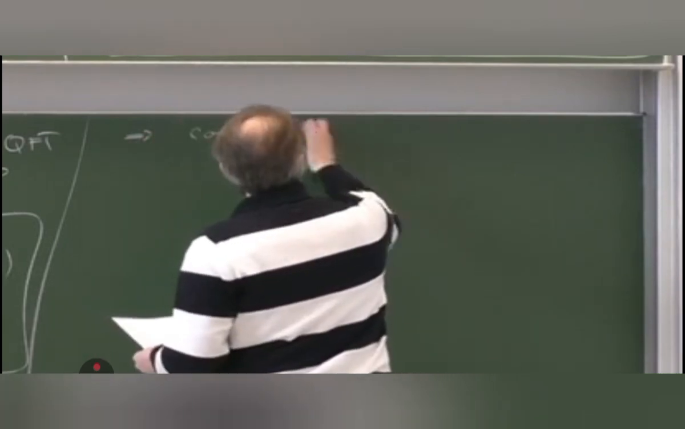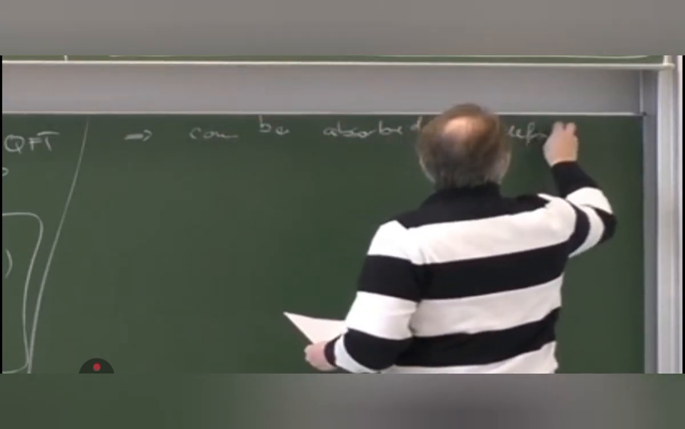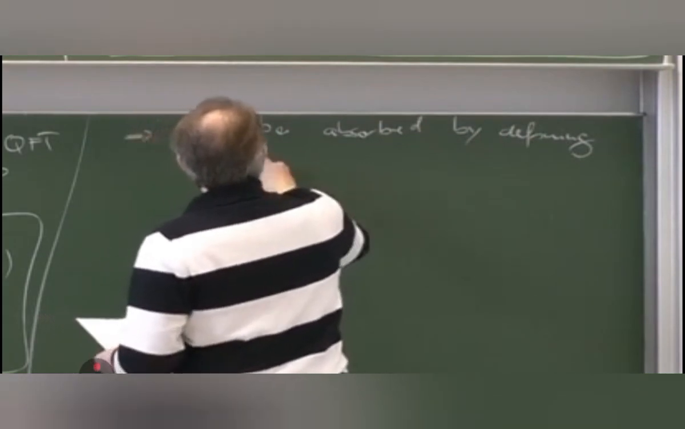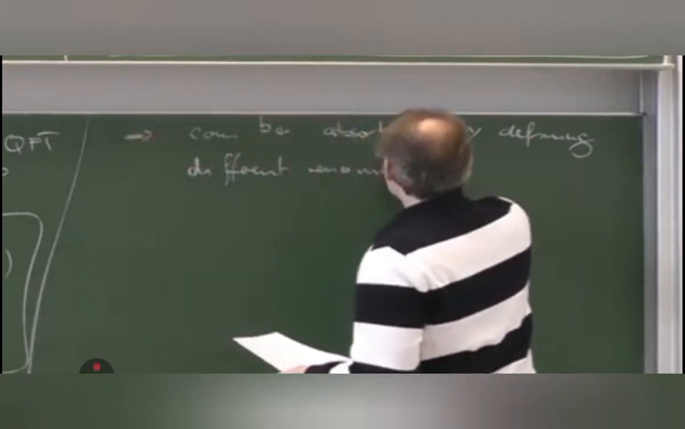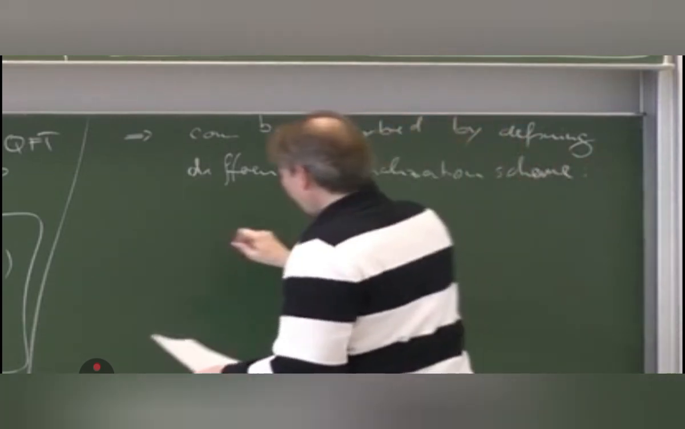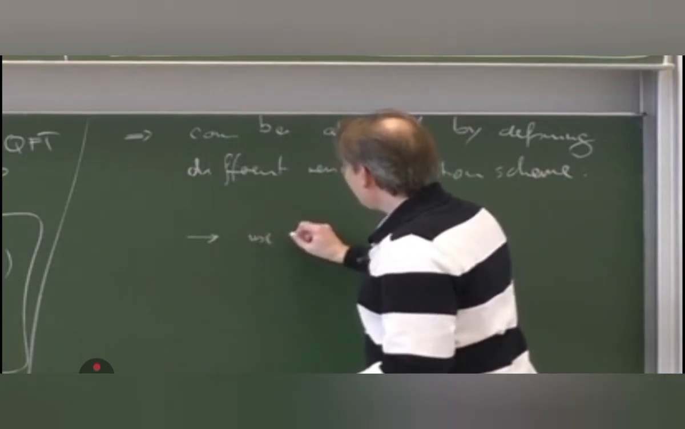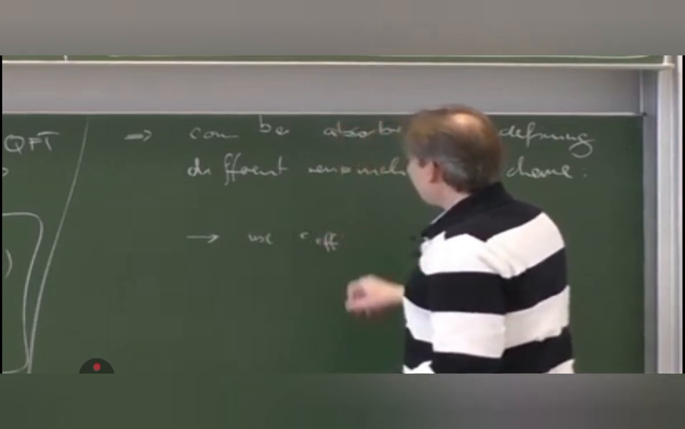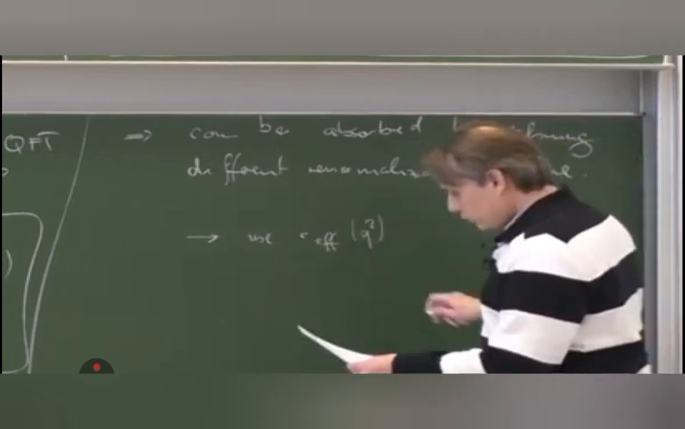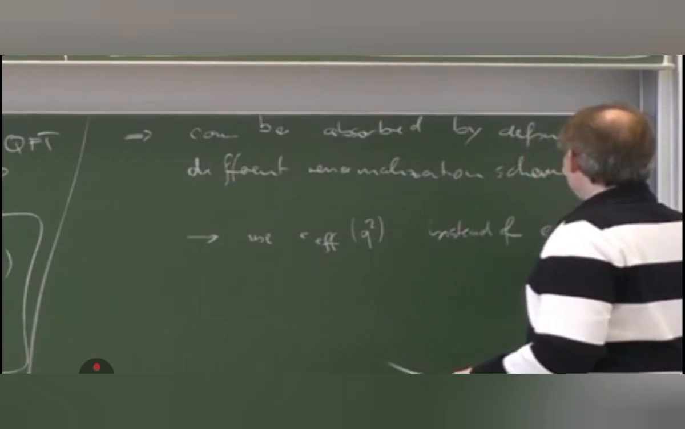This can be absorbed by defining a different renormalization scheme. Namely, we can use, instead of this on-shell renormalization scheme, a scheme where we might use a renormalized coupling, which is E effective at Q square, let's say, instead of this E on-shell that we had so far.